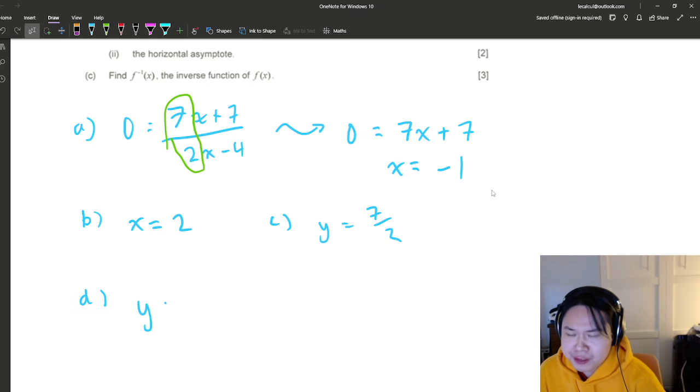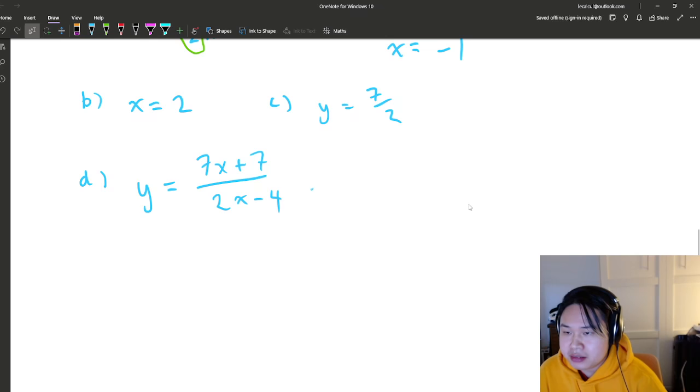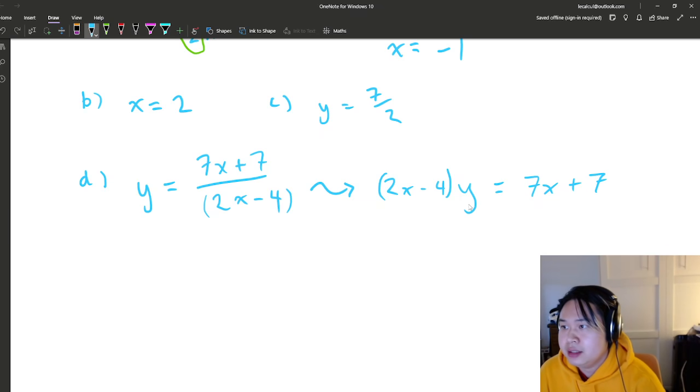And then we're going to find the inverse. So I'm going to switch to using y instead of f of x. And this is a pretty standard find the inverse question. We can switch x and y at any time, so I'll just do it at the end. And I'm going to multiply to get 2x minus 4 over to the left side of the equation, and then multiply the y in.